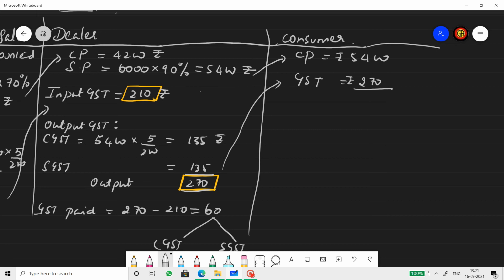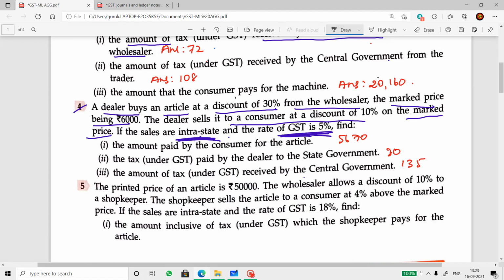Now the amount paid by the consumer totals to 5,670 rupees. That's it. We have finished our calculation very clearly. Now let us see whether we are getting the book given answer. As per the book back, these are the figures: 5670, 30 and 135. Let's see whether we are getting this.